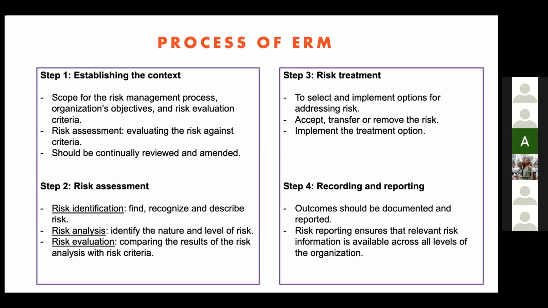So step 4 is recording and reporting. Once we have done implementing the treatment options, then we have to do recording and reporting. The risk management process and its outcomes should be documented and reported through the appropriate mechanisms. This is because the relevant risk information is available at all levels of the organization and will be helpful in taking any risk informed decisions in the future. Next.